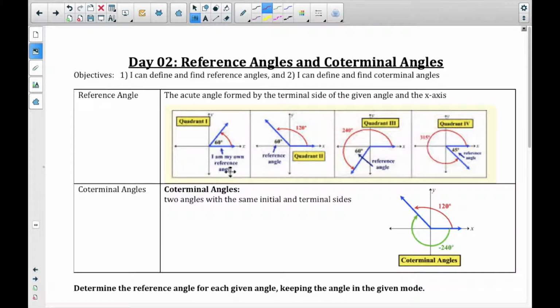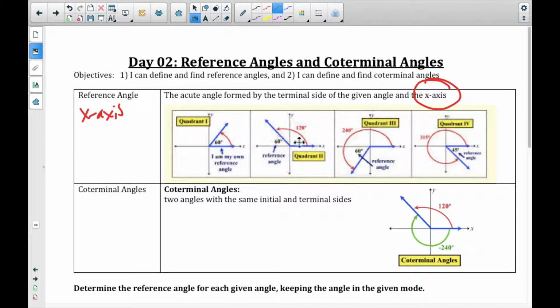Okay, so a reference angle, that was the one we talked about the first time, that you have an angle of some sort, and the deal with a reference angle is you always go back to the x-axis. That's important. So the x-axis is our reference point. So if your angle is in the first quadrant, then the reference angle is the angle itself. That's just what it is.